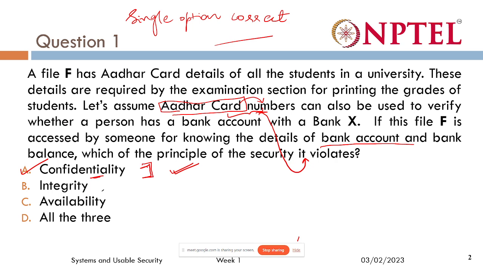Don't think that because the keyword access is written here, and in availability we say that illegitimate access should be avoided, you have to take option C. You have to analyze it correctly. Don't go by the keyword. Try to understand the intuition of the question, what they are trying to ask. So is it clear to all why confidentiality?